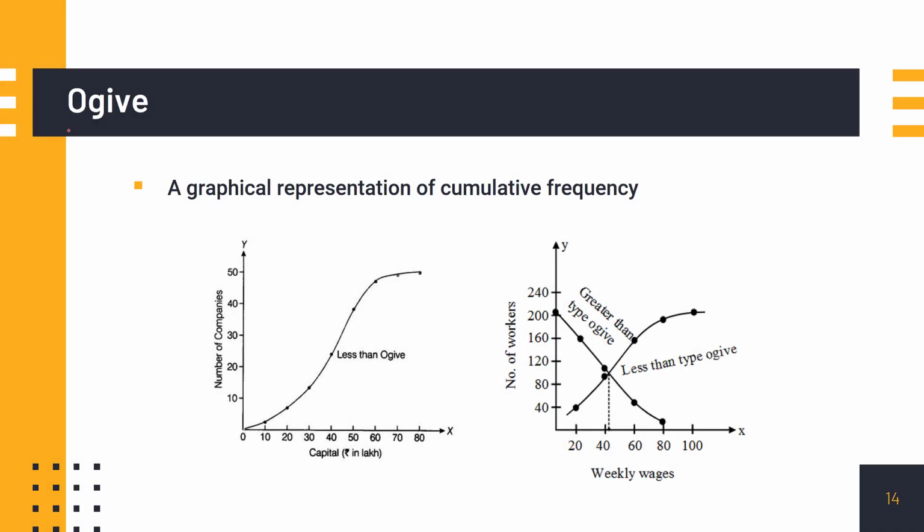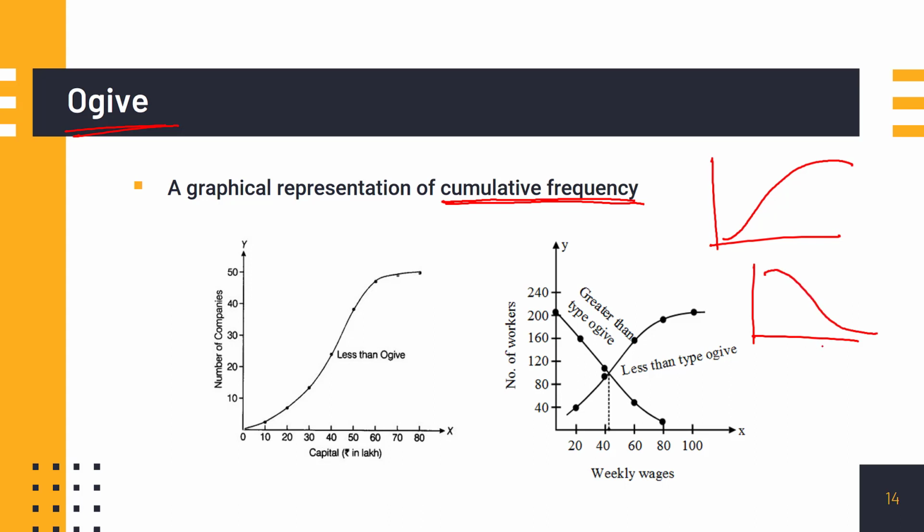Right? Now an ogive is a visual representation of cumulative frequencies. We have already learned that we have two different kinds of cumulative frequencies. One is called less than cumulative frequency and one is called greater than cumulative frequency. Similarly, we have two different kinds of ogive also. One is less than ogive and one is greater than ogive. Less than ogive will always be increasing and greater than ogive will always be decreasing in nature, right?